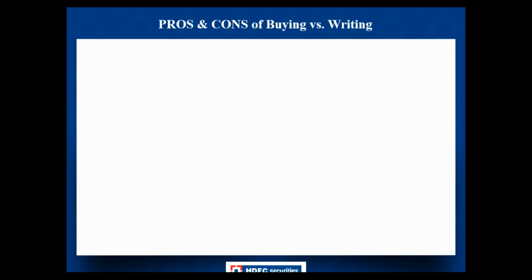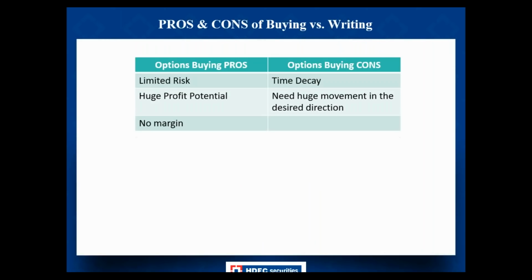So we'll proceed to that main point right now. First, we'll understand some pros and cons of buying versus writing. So first, we'll understand the pros and cons of options buying. As we know, when you're buying options, you have a limited risk and a huge profit potential, that is unlimited profit. When buying options, you are paying the premium, so your risk is limited only to that premium you have paid. However, if the stock moves in the direction of the option you have bought, your profit can be unlimited. So there's this chance of huge profit potential.